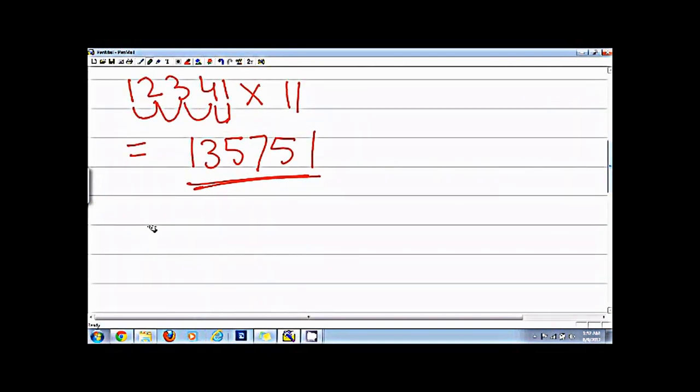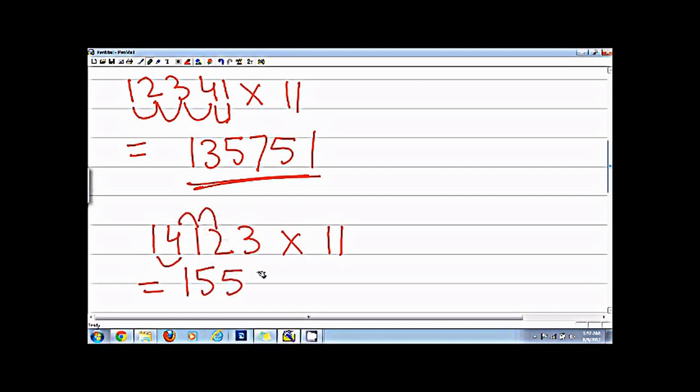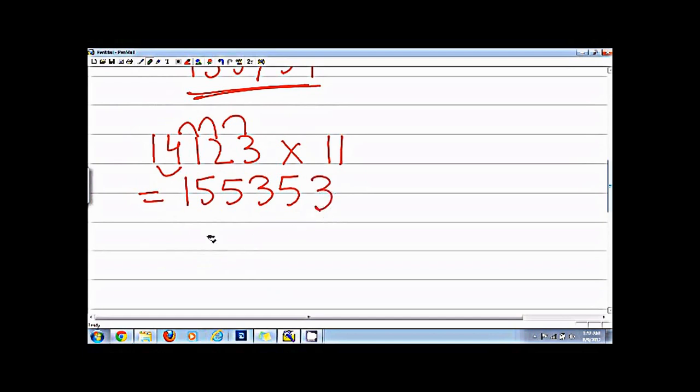Another example will be 14123. If you multiply it by 11, the answer will be 1, then 4 and 1 is 5, 1 and 2 is 3, 2 and 3 is 5, and then we have 3 in the end. So the answer is 155353. Now this method is a quick way.